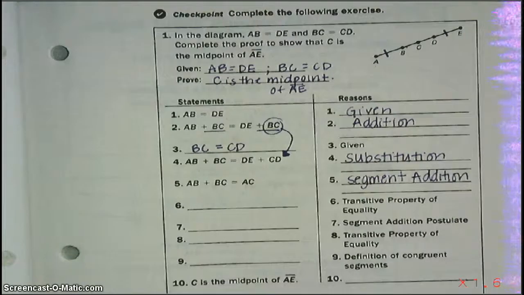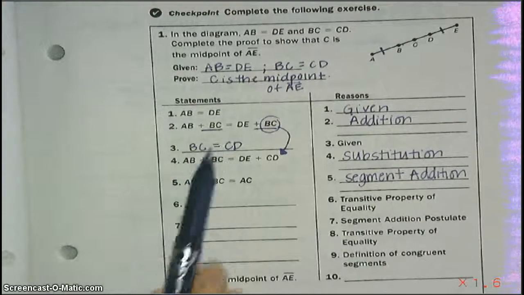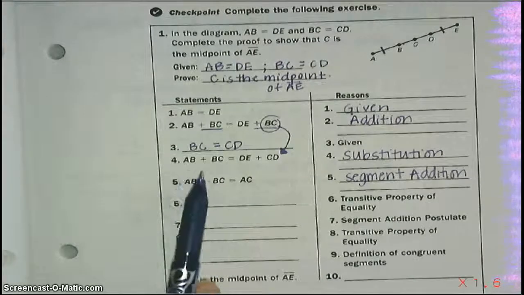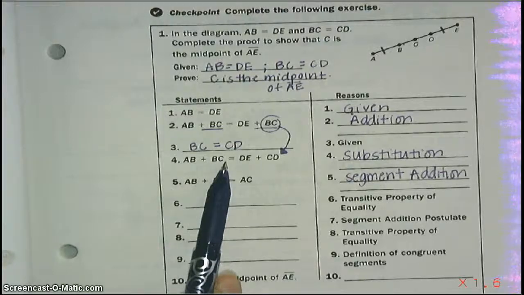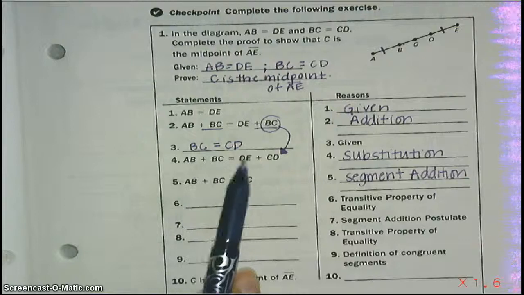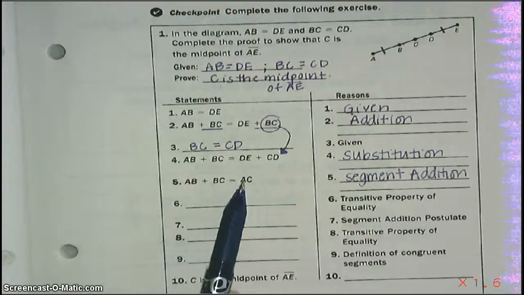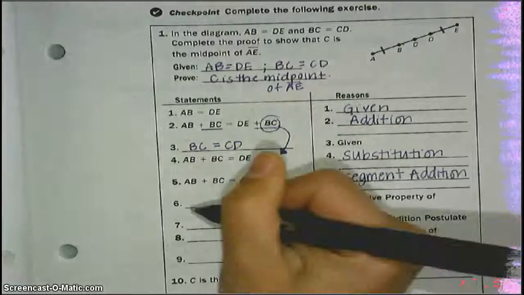All right, so from here we need to use the transitive property somehow. I'm going to look for the middleman. I notice that AB is equal to a lot of these statements. So maybe AB is going to be the middleman. And by AB, I mean AB plus BC. This has been in step 4 and step 5. So what I'm thinking is that if AB plus BC is equal to DE plus CD, and AB plus BC is also equal to AC, then what we can conclude is that these two items are equal.